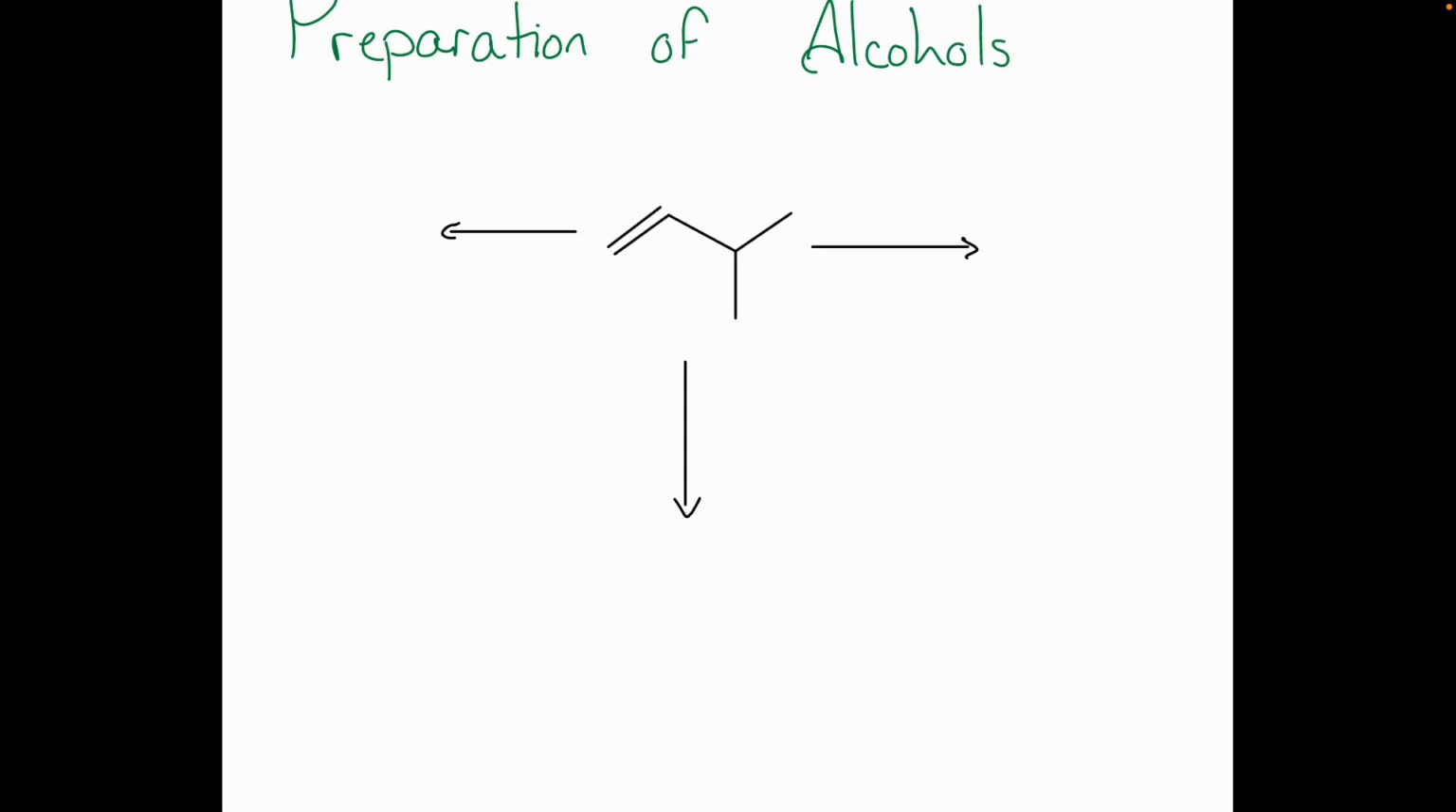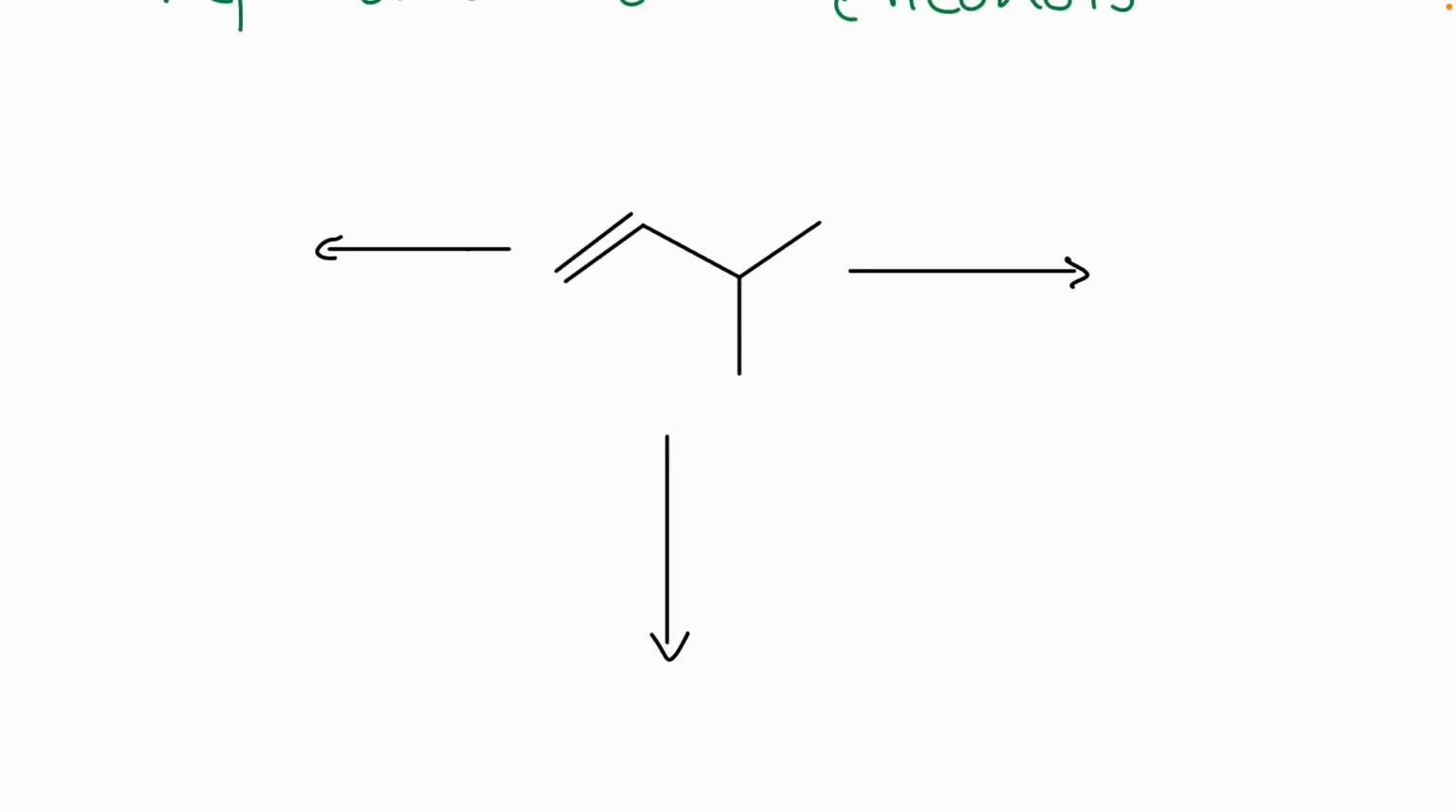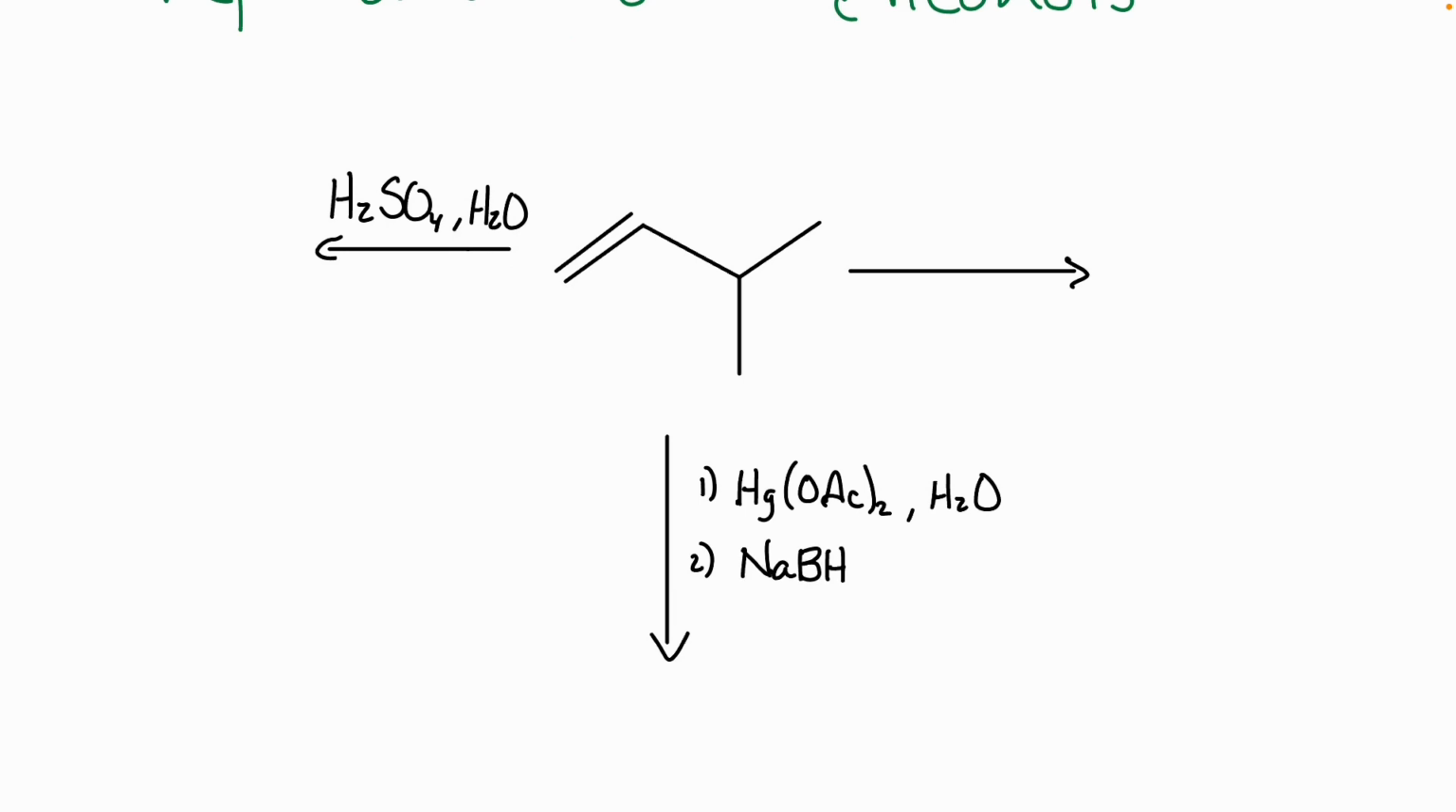All right, the first and the cheapest is to just use dilute sulfuric acid. All right, so H2SO4 mixed with water. We could get a little fancier by using this HgOAc, this mercury acetate in water, followed by NaBH4.